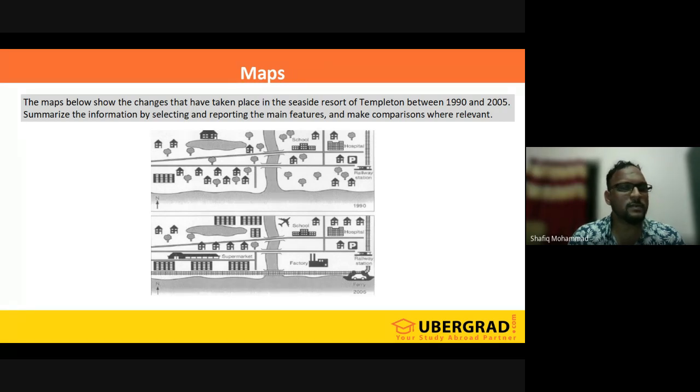Yeah, you can start the sentence by saying overall, we can see that. Okay. Or we can say the two maps. Overall, we can see in two maps that. You can start like that. Or you can also say it is given from the two maps given in the years 1990 and 2005. You can say that too.